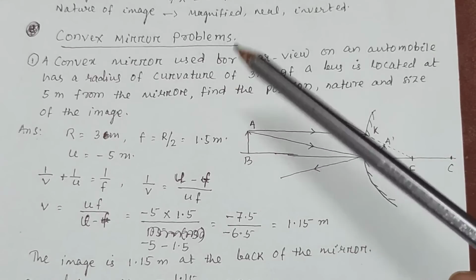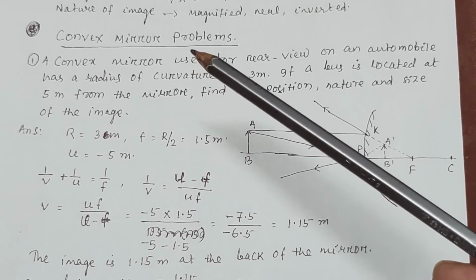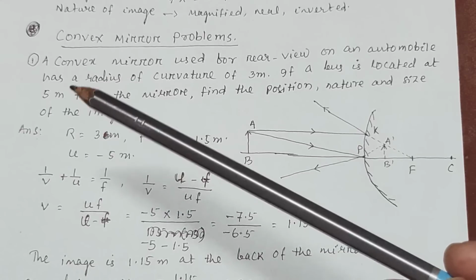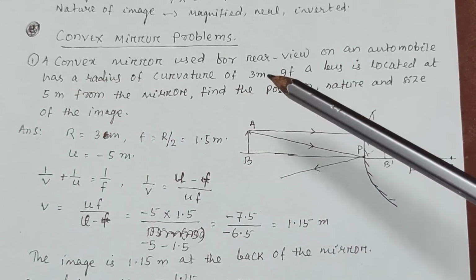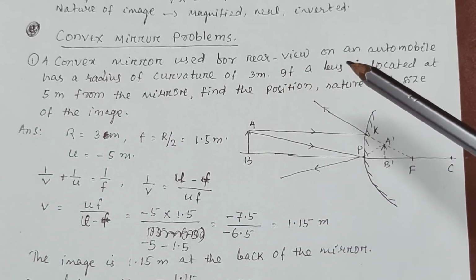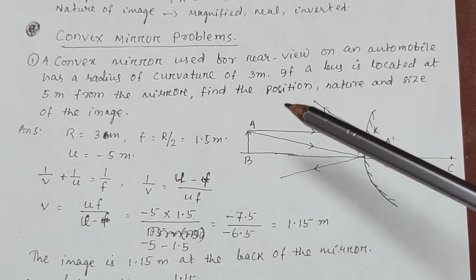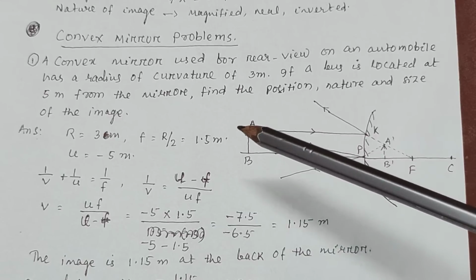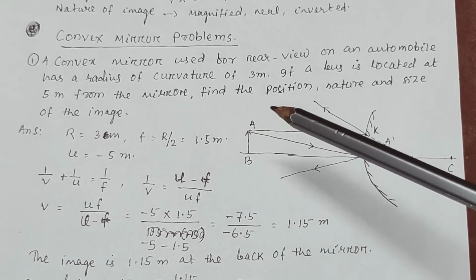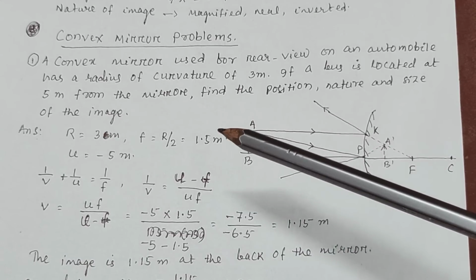Now we will discuss some problems on convex mirror. The first problem: a convex mirror used for rear view on an automobile has a radius of curvature of 3 meter. If a boss is located at 5 meter from the mirror, find the position, nature and size of the image.